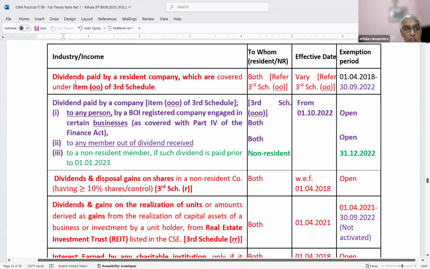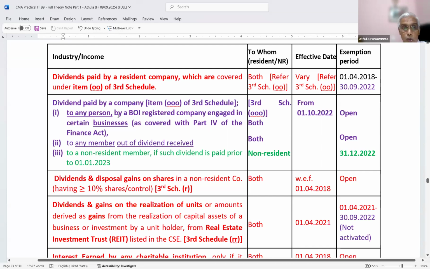This is the summary. Dividend paid by a resident company, which are covered under item U3, item 00 of the third schedule. There was an exemption only up to 30th September 22. Now no more exemption. Then dividend paid by a company. There were several exemptions, except one. Except these 2, others are not there. What are the open ones?